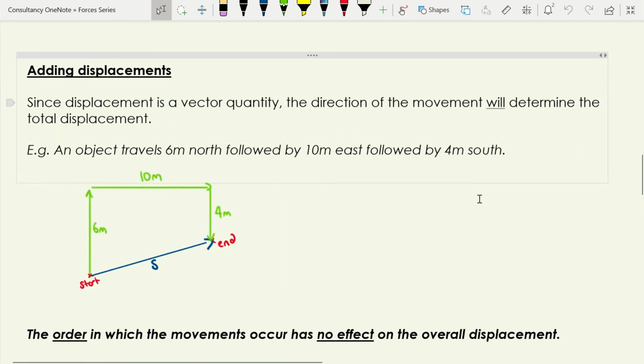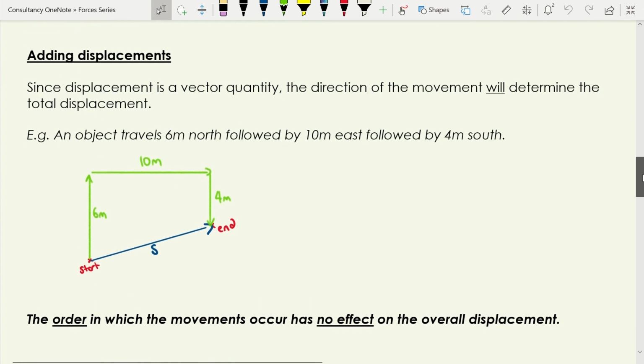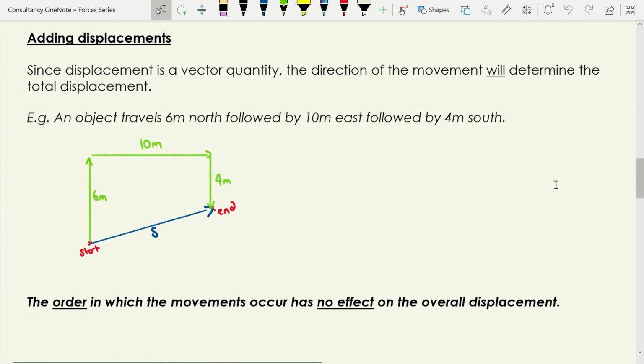Let's now move on to displacements, which is a bit more complex. So that's where we're going to focus most of our time. Because displacement is a vector quantity, the direction of the displacement is important in terms of figuring out the total displacement. So let's take exactly the same scenario: 6 meters north, 10 meters east, and then 4 meters south, shown by this diagram here. So remember, displacement is the length and direction to go from start to end. So that's what you can see represented by this blue arrow here, to go from start to the end.